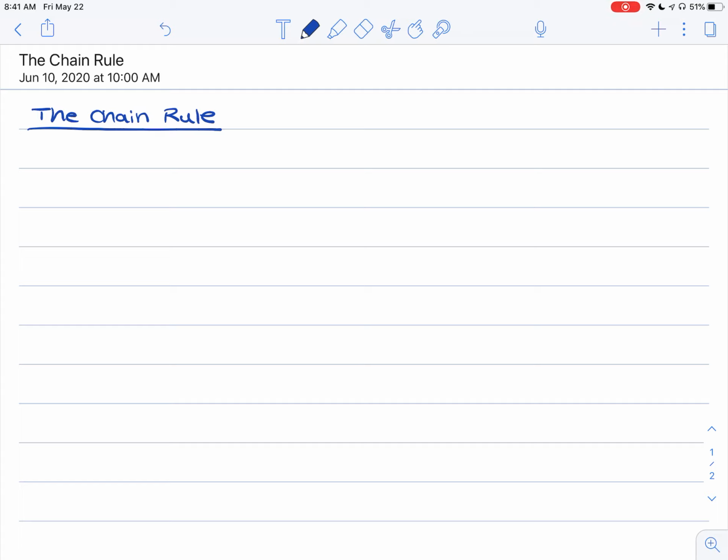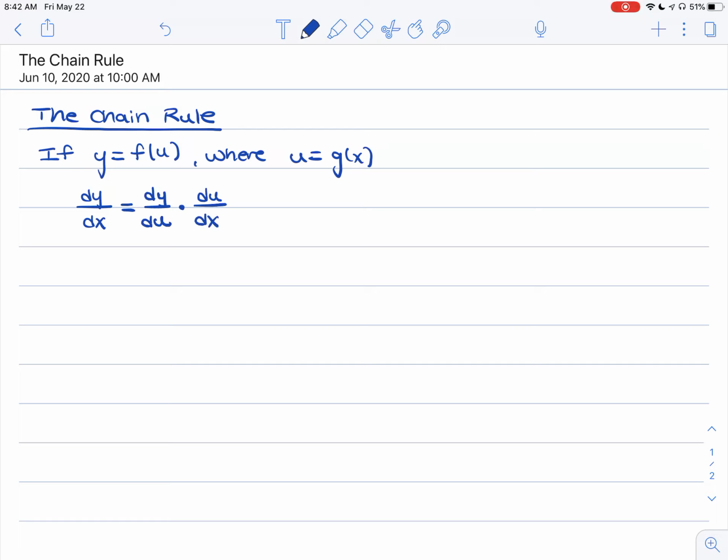Okay, so let's say we have a function y is equal to f of u, where u is some g of x. What the chain rule tells us is if we want to find dy/dx, so the derivative of y, the way that we do this is we first find the derivative of y with respect to the variable u, and then we multiply that to the derivative of u with respect to x.